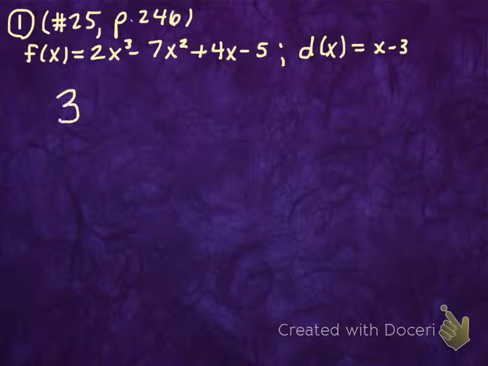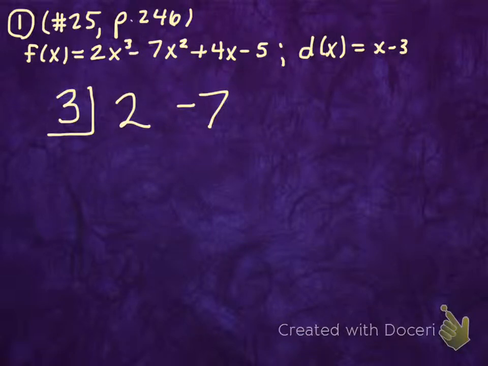So we start with the 0 of our factor, which is 3, and then we take the coefficient of the leading term and then take each coefficient in descending order. Remember that we need to put a 0 if there's any missing power of x, but in this case there's not. So we'll put 2, -7, 4, and then -5.